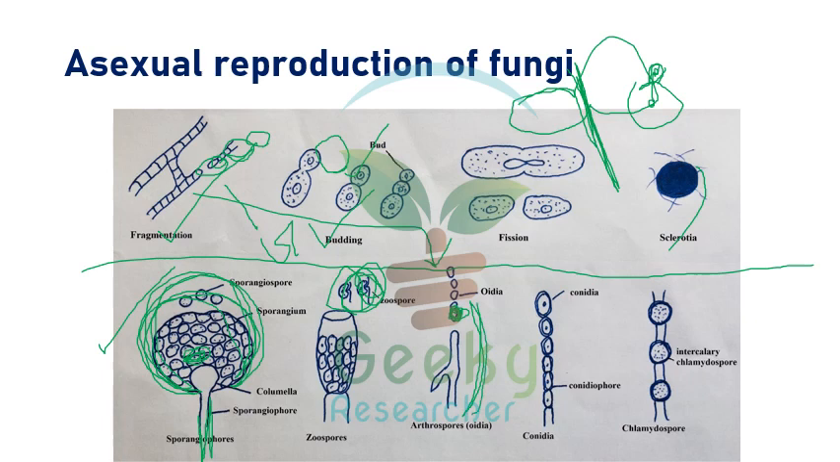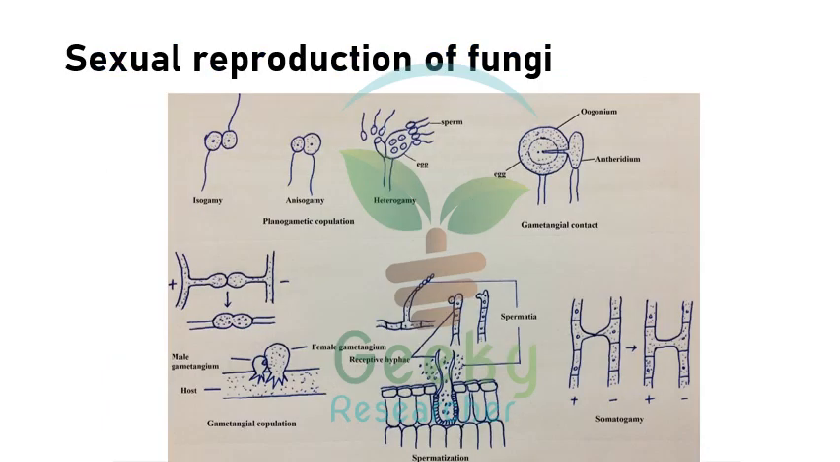And the next one is the chlamydospores. Chlamydospores are also asexual spores, produced by some fungi like Fusarium, Mucor and various other fungi. It is also a very thick-walled resting spore, as we can see here, that can be produced by fungi like Mucor as well as Fusarium.